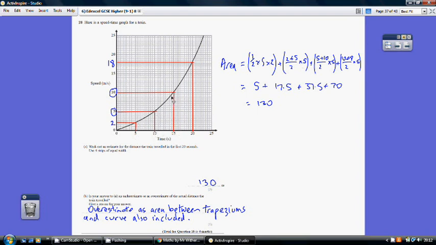We average our parallel sides of 10 and 15 and multiply that by the width of the trapezium of 5. And then finally, this trapezium here, we average our parallel sides of 10 and 18 and multiply that by the width of 5. Now, adding those four areas together, triangle, trapezium, trapezium, trapezium, we get an estimate of an area of 130. Now, is this an over or an underestimate?